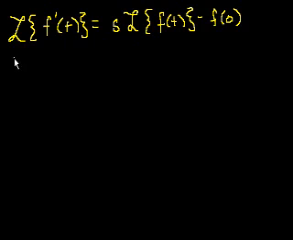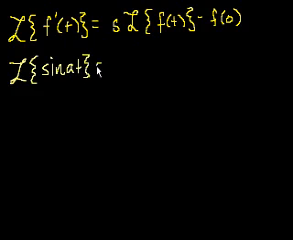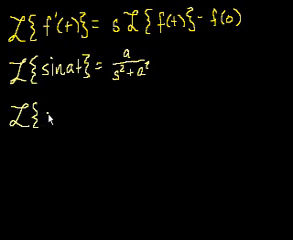We already know that the Laplace transform of sine of at is equal to a over s squared plus a squared, and we did a very hairy integration by parts problem to show that. So let's use these two things we know to figure out what the Laplace transform of cosine of at is. So the Laplace transform of cosine of at is equal to what?